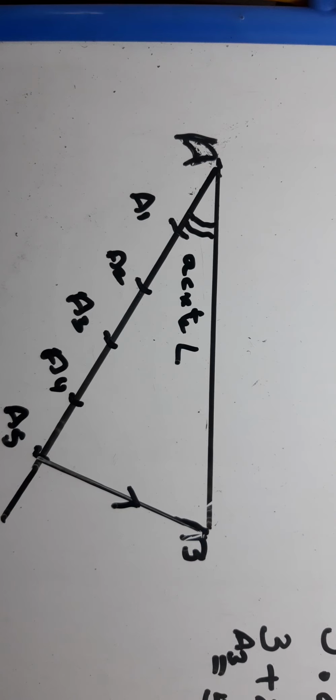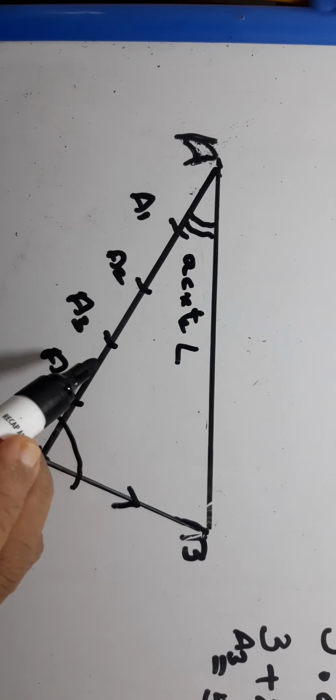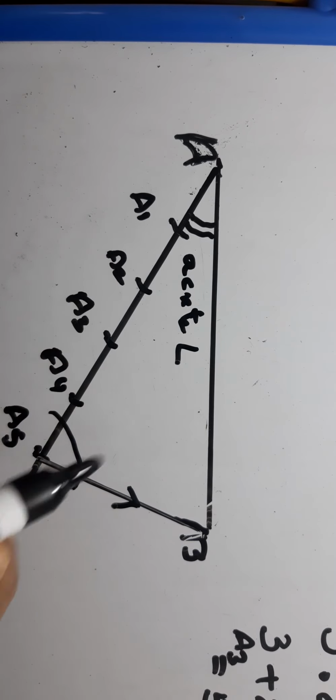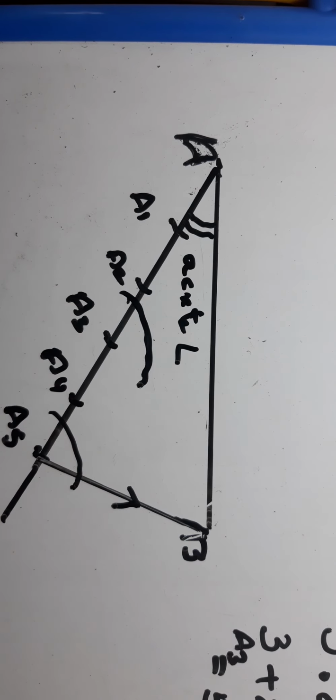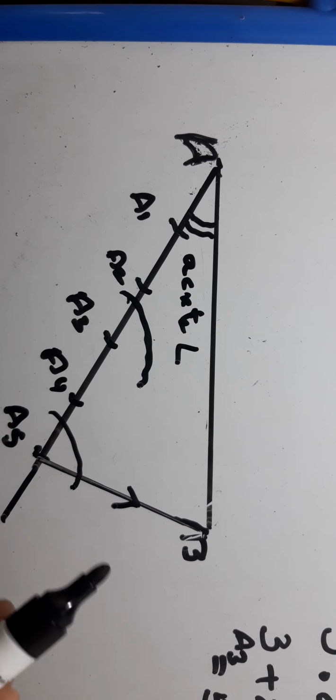For that there is a method to draw a parallel line. Take your compass and with center A5 draw an arc like this. With the same radius, don't change the radius, at A3 you draw the same arc here also, because you are going to draw a parallel line at A3 to A5B.